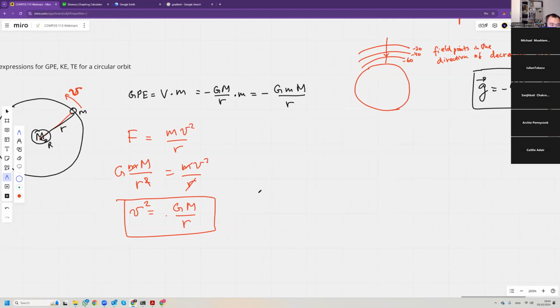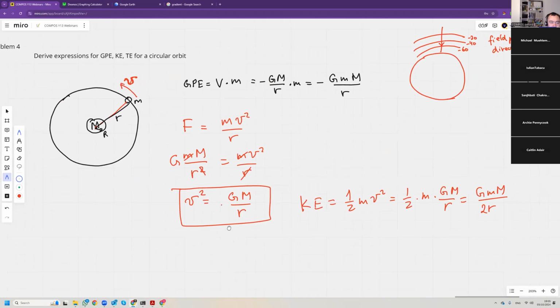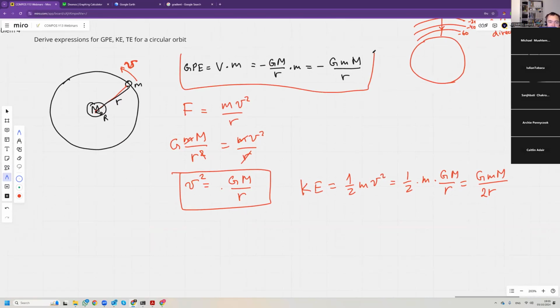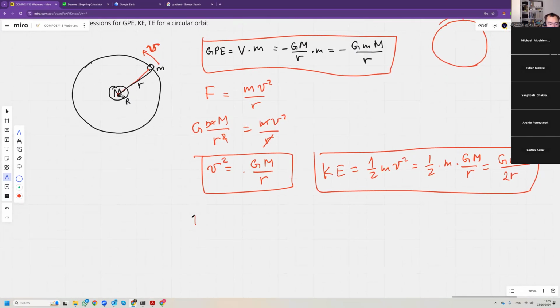And now we can calculate the kinetic energy. Kinetic energy for a circular orbit is 1/2 mv squared, which is 1/2 multiplied by m multiplied by GM over r, which is GMm over 2r. All right, so we have the gravitational potential energy, and we have the kinetic energy for a circular orbit. Now we need the total energy.